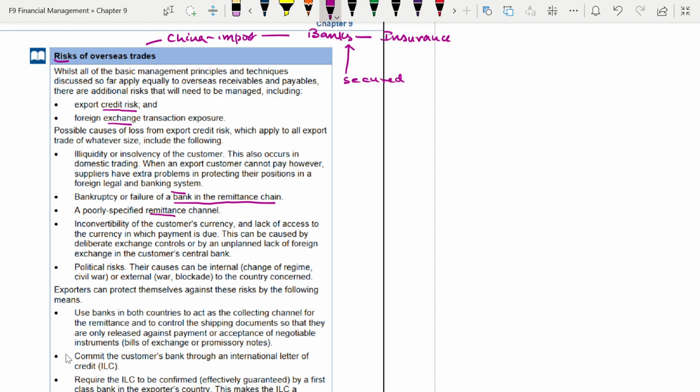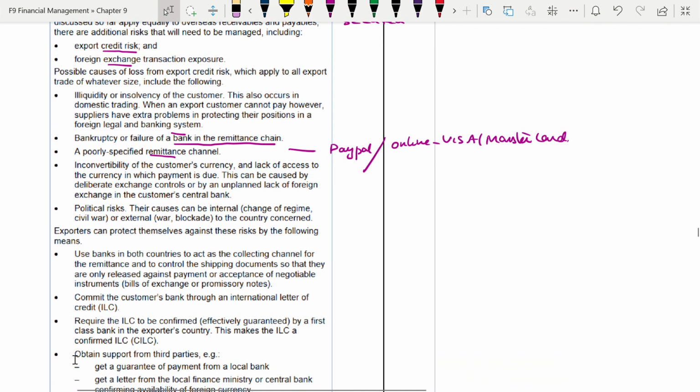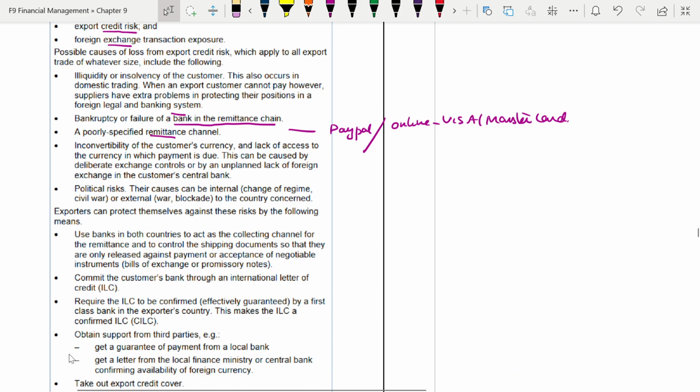People are very clear now. People are doing business with PayPal, with online payments, with Visa and MasterCard. If you take the businesses into consideration, you will come across business cards, online payments, and guaranteed payments, so that there will not be any default. Sometimes you have to pay in advance, and only then will the goods be delivered.